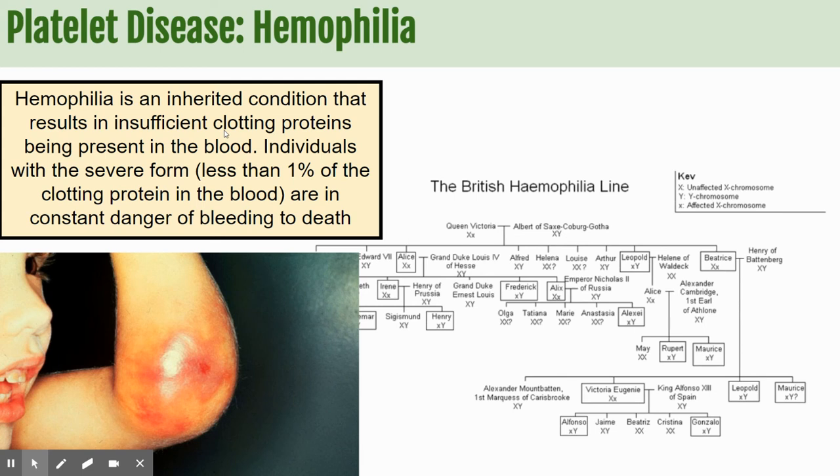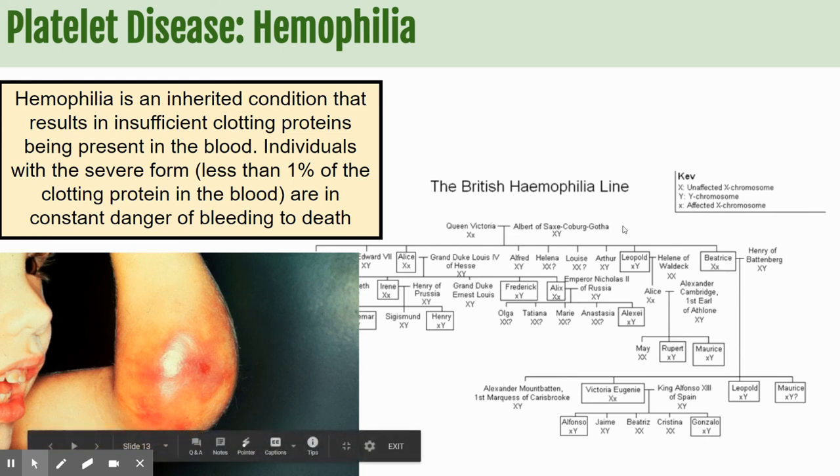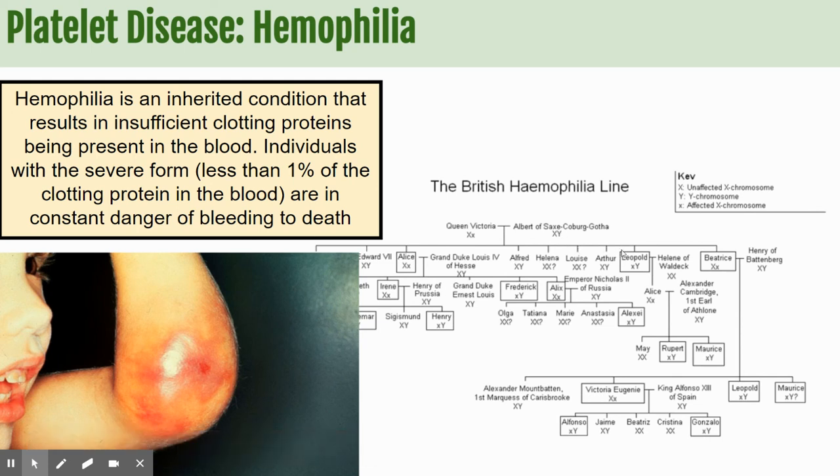Sometimes you can get spontaneous bleeding inside your body, or if you fall, that could actually cause you to die if you don't get treatment right away. A lot of people with hemophilia don't live very long. It shows up in a lot of interesting pedigrees that we'll take a look at in chapter 2, and you can see how it passes through a family.